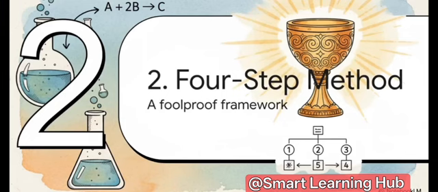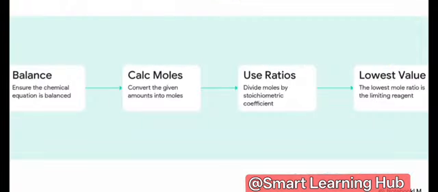Moving right along to Section 2, the 4-step identification method, a foolproof framework. All right, here is the foolproof 4-step method you're going to want to remember. Step 1, always ensure your chemical equation is balanced. Step 2, convert the given amounts of all your reactants into moles. Step 3, and pay super close attention here because this is where a lot of folks trip up. Use your stoichiometric ratios. You do this by dividing the moles of each reactant by its specific coefficient from that balanced equation. And finally, step 4, identify the lowest resulting value. That lowest number points directly to your limiting reagent.